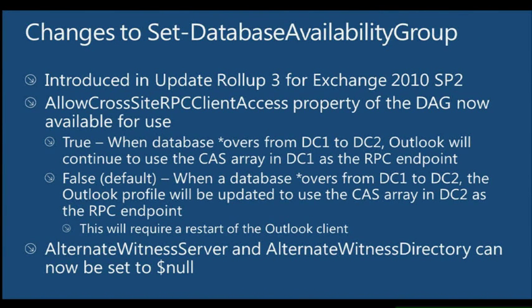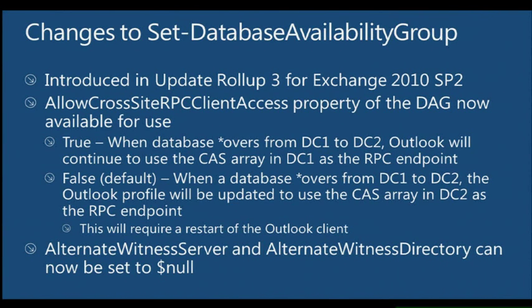Basically, it controls the experience when a user is accessing a client access server and they have their mailbox database located in a different Active Directory site. The control that the admin now has is whether or not they want to allow that RPC communication between CAS and mailbox to occur over the WAN. If they want that to occur, they set it to true, and that's the behavior they get.